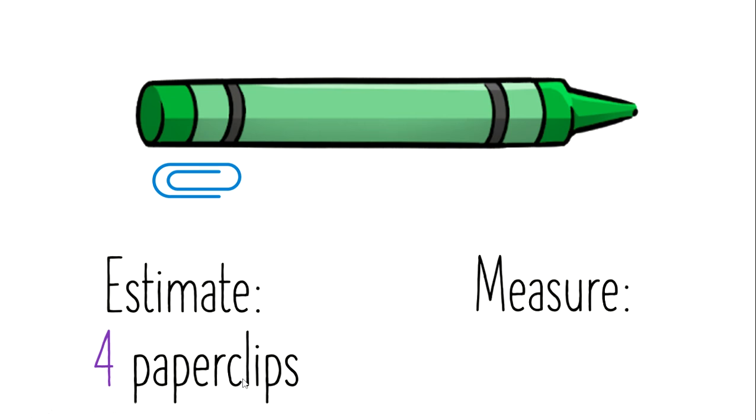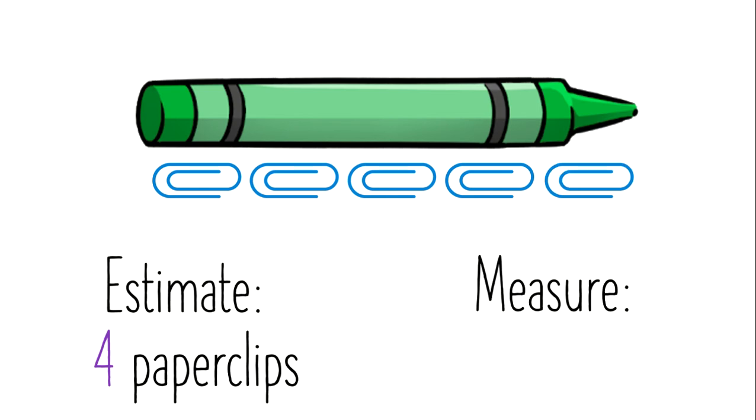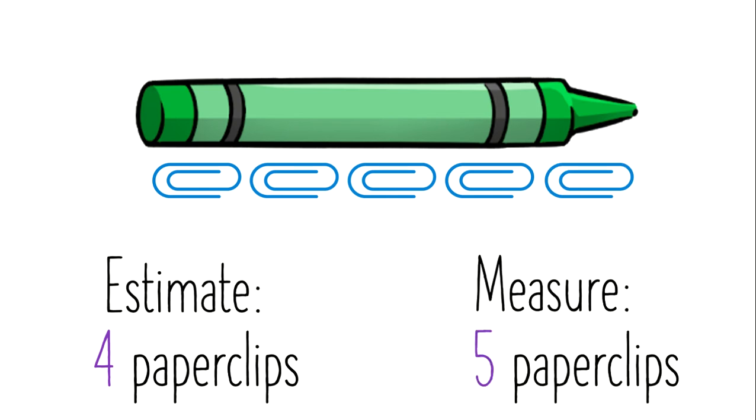That's my estimate. So I'm making a thoughtful guess based on how long this paper clip is and where it reaches the crayon. I'm going to guess that it's going to be about 4 paper clips long. What do you think? Okay, so let's measure and see. So we have 1 so far, 2, 3, 4, 5. It is 5 paper clips long.